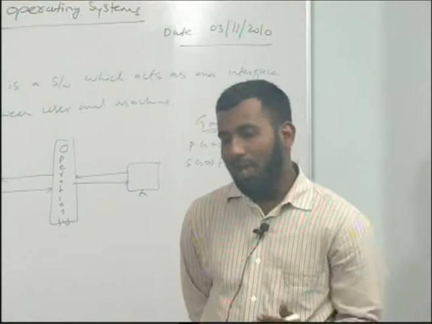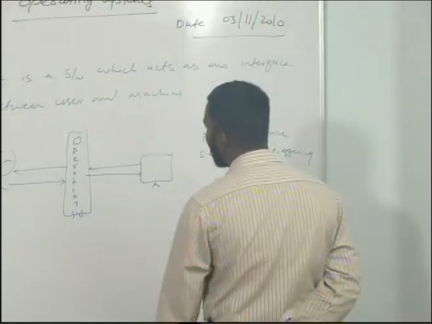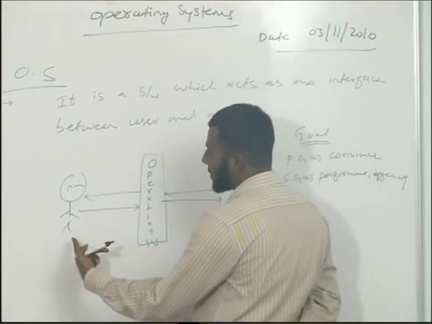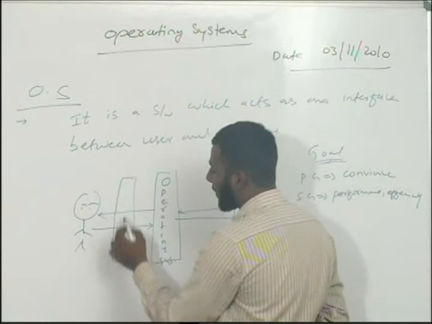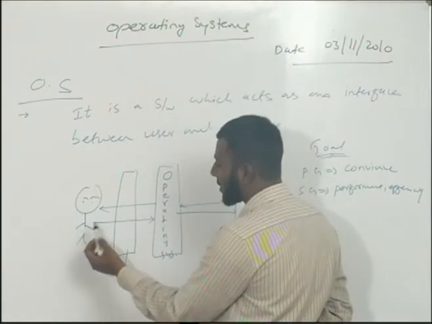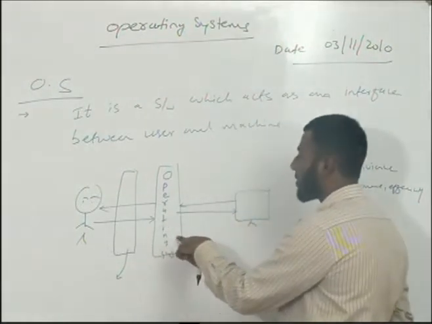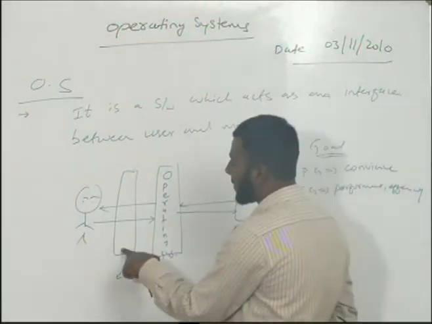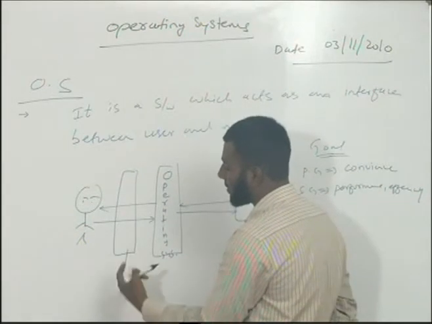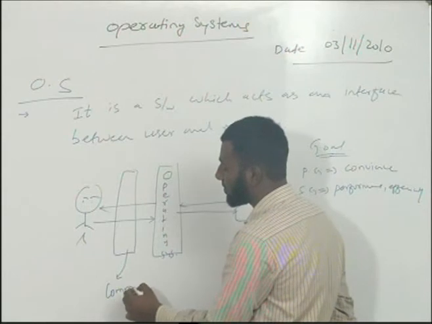Now the user in fact cannot directly interact with the operating system. There is still one more interface between user and operating system. The user will be interacting with this interface in order to interact with the operating system, which in turn interacts with the machine. We call these interfaces command interpreters.